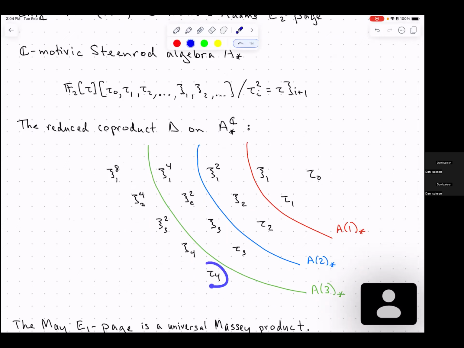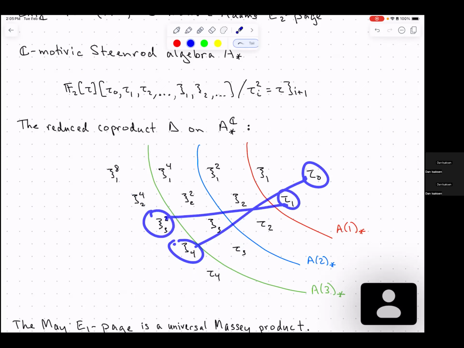You take an element, say like tau 4. In order to read off the reduced coproduct on tau 4, you use this V-shaped diagram. So it's xi 4 tensor tau 0 plus xi 3 squared tensor tau 1 plus xi 2 to the 4th tensor tau 2 plus xi 1 to the 8th tensor tau 3. That's exactly what the coproduct is, and so forth. For any element in here, you want to know the coproduct on this, you use those guys. You take tensor together and you add, work down one column and work down one diagonal, up the other diagonal, and that gives you the coproduct.